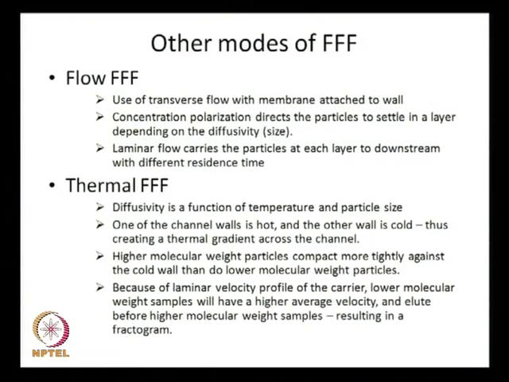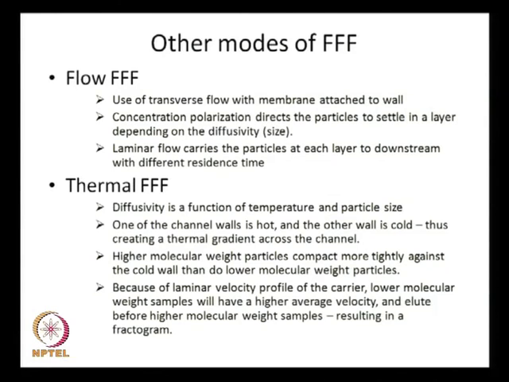Now, there are other modes of field flow fractionation we discussed. One is flow FFF, flow field flow fractionation. Here we have the use of transverse flow with a membrane attached to the wall. Concentration polarization directs the particles to settle in a layer depending on the diffusivity, in turn the size.